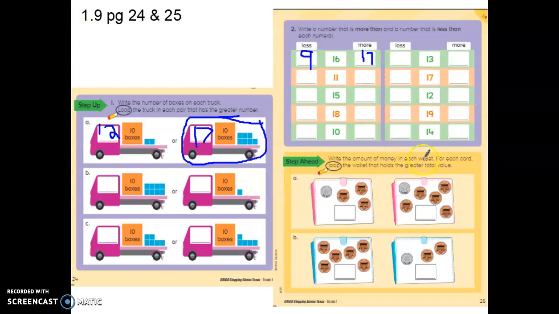Write the amount of money in each wallet. For each card, circle the wallet that holds a greater total value. So we've got a dime and 3 pennies, so that's 13 cents. A dime and 1, 2, 3, 4, 5 pennies, that's 15 cents. Oh, we just did this one. So which one is greater, 13 or 15? Okay, circle it. And you do B by yourself. Okay, look back at this to let it help you with our work this week.